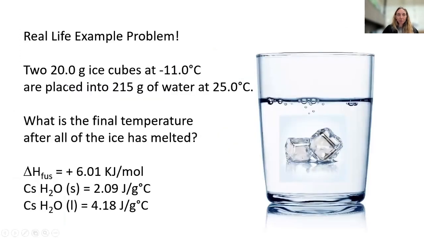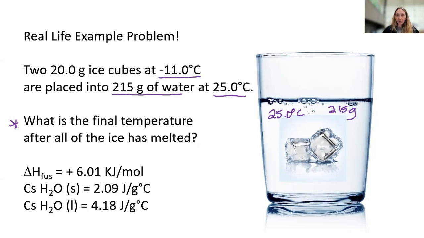And so here's an example, and this is a real life problem. So what we do is we take 2 ice cubes. So here's our ice cubes, and our ice cubes are at -11 degrees Celsius. And these ice cubes are placed into 215 grams of water, and that water is at 25 degrees Celsius. So the question is, what is the final temperature after all of the ice has melted?